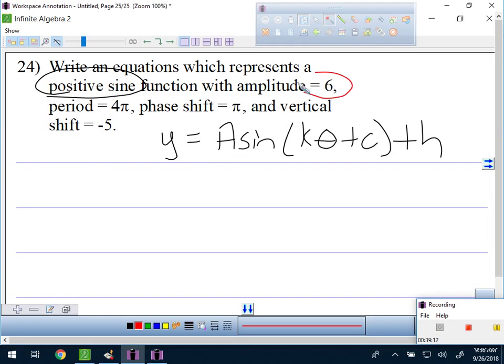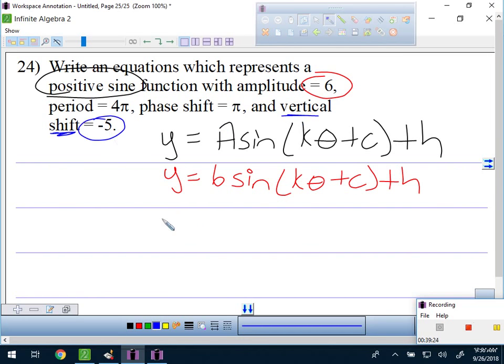It says it has an amplitude of 6. Let's go ahead and put that in, and we can probably narrow down some of our answer choices. The next thing I see is that it has a vertical shift of negative 5. I want to take care of that too. So this is going to be k theta plus c, minus 5. What I need to take care of now is my period, which is 4 pi. Now, I can't say that that 4 pi goes in for k. Remember, you have to solve for k.